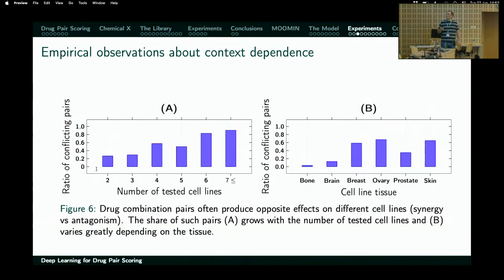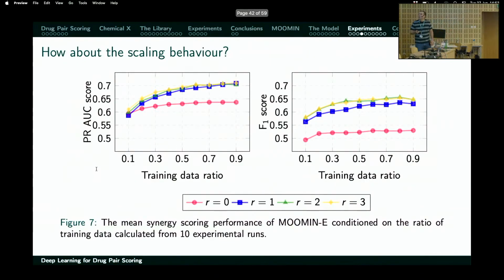The other thing that we see is that this is quite common for breast cancer and ovarian cancer. A lot of those drugs that people test for these types of cell lines, where the tissue is coming from, have this property that a given pair can be very beneficial for targeting a cell line, and at the same time it can be pretty problematic. Cool. So some empirical results.